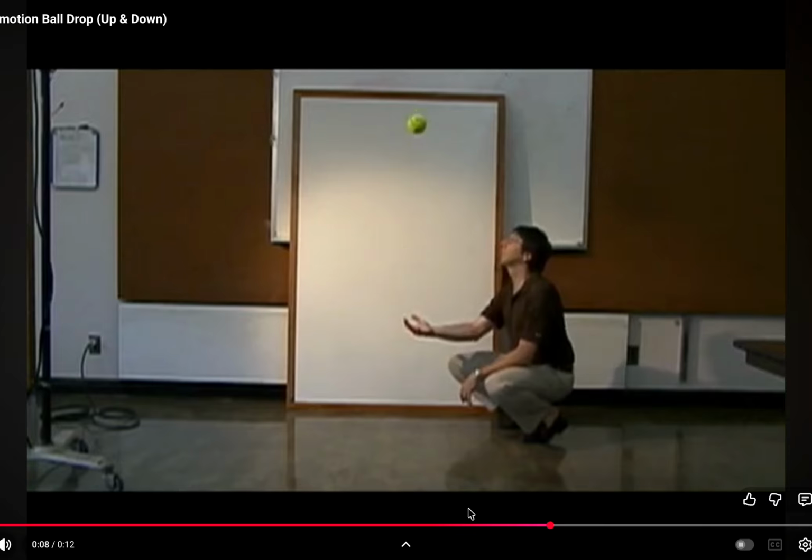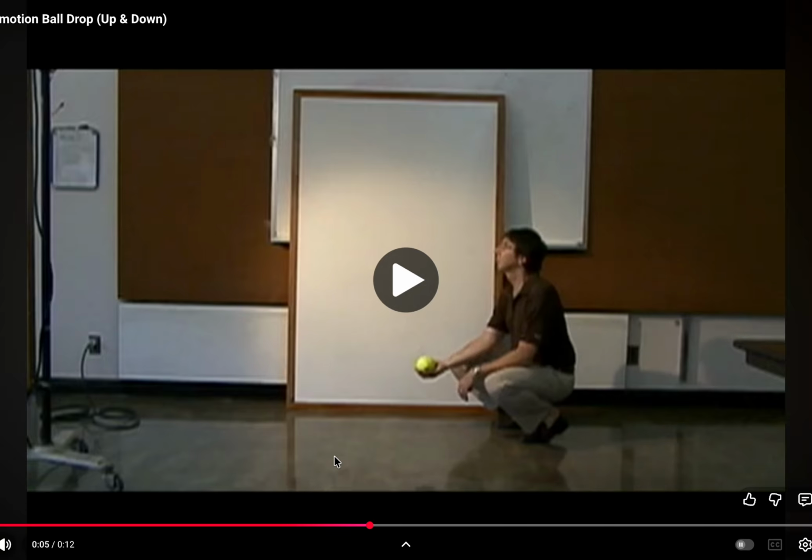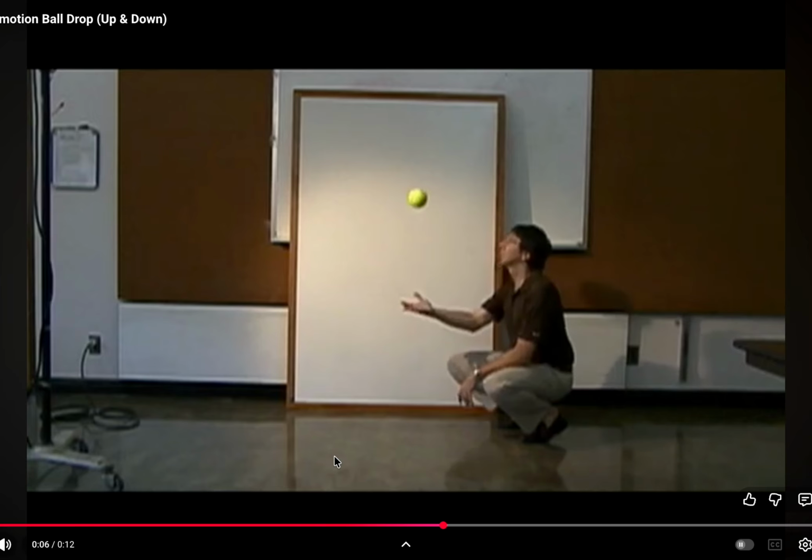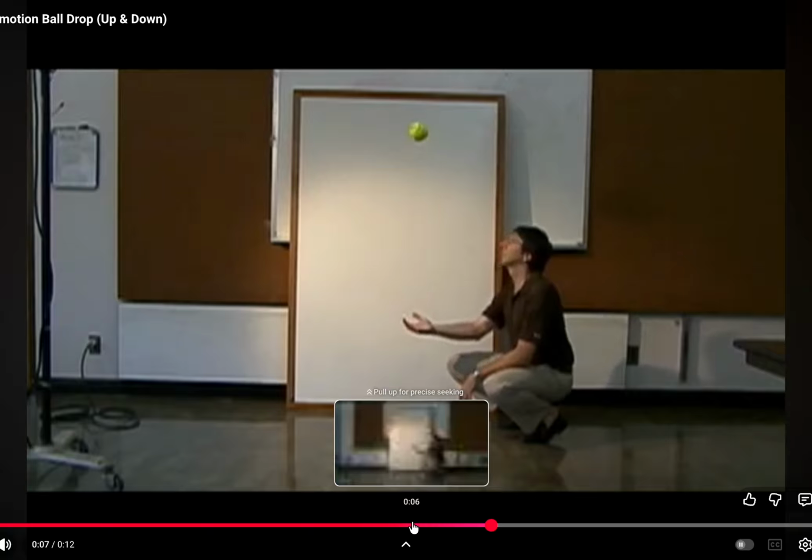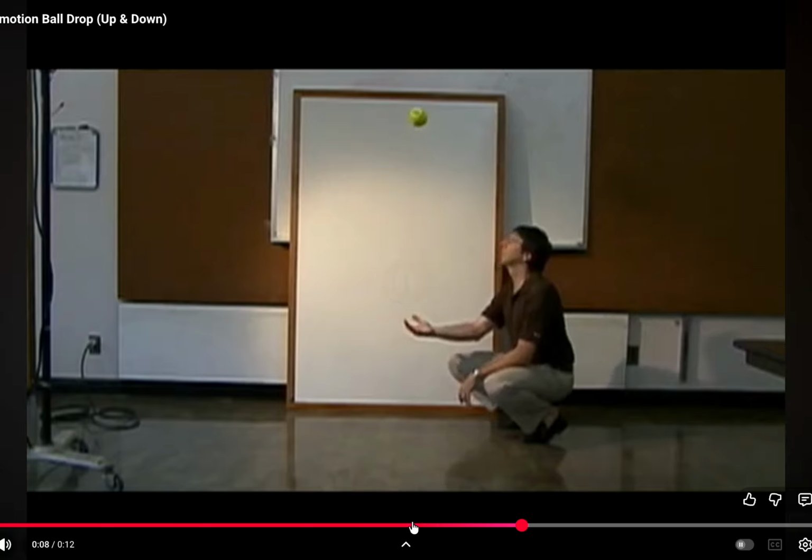But then at the top, look at its speed. This is something that's hard for some people to understand. That at the top, the speed is 0 meters per second, right there. And then the velocity changes direction as gravity pulls down on the ball.